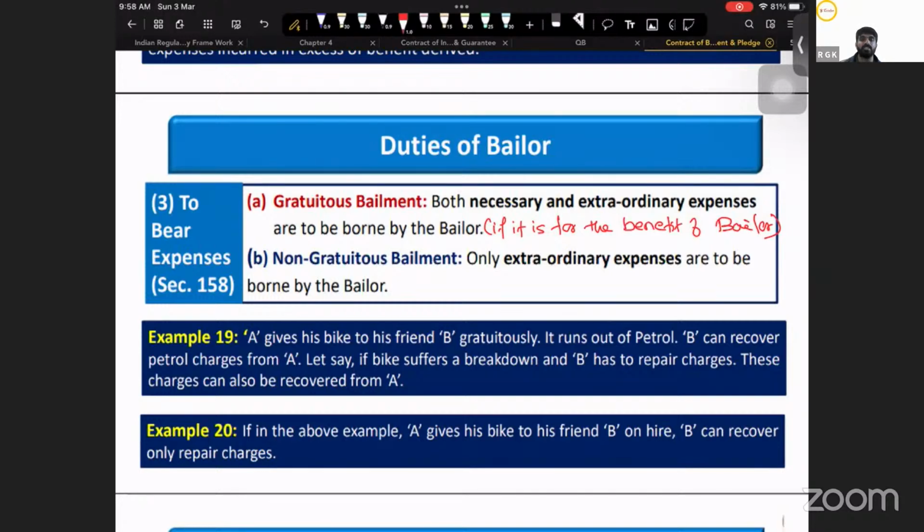Let's say if the bike suffers a breakdown and B has to repair it and incurs repair charges. These charges can also be recovered from A. If in the above example, A gives his bike to a friend B on hire, B can recover only repair charges and not petrol charges. This is the duty of bailer.